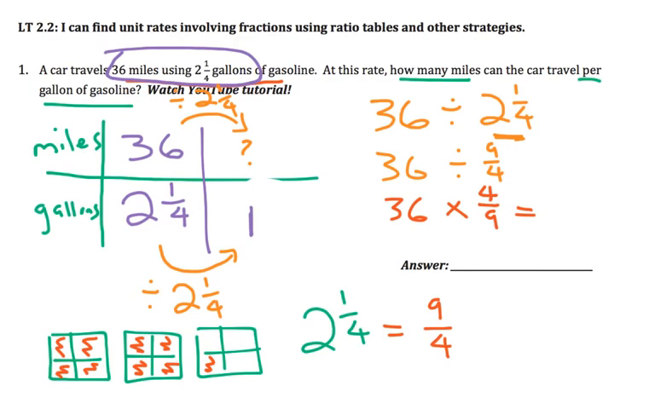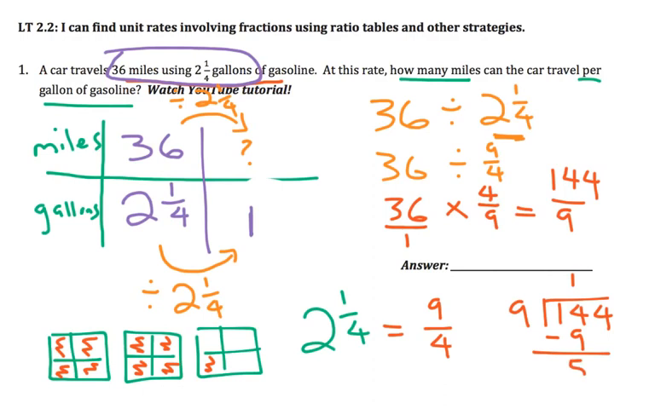And from here, 36 times 4/9, that's basically just going to be 36 times 4, and the denominator is not going to change. You could also write it like this to see, oh, the bottom is just going to be 1 times 9, which is 9. 36 times 4 is going to give you 144, and from there, you could do some long division. 9 goes into 14 once, and then 9 goes into 54 6 times. So in the end, the answer here is exactly 16 miles.